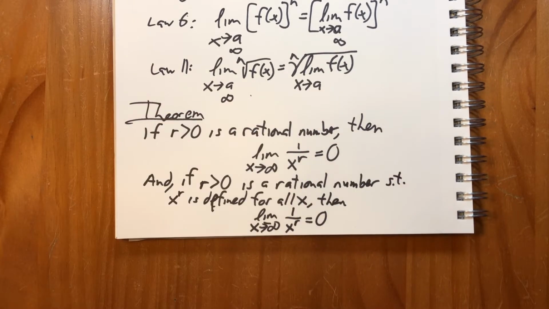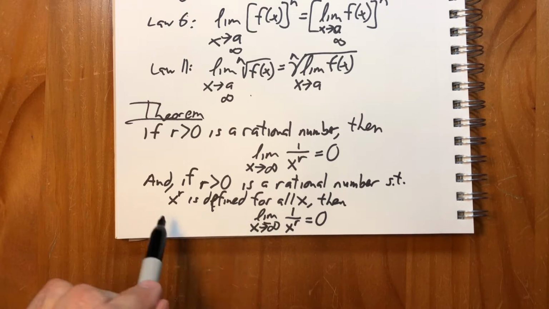So what this theorem says is that the limit of 1 over any power of x as x approaches infinity equals 0. So if we can manipulate our function algebraically into powers of 1 over x, we can use this theorem to dramatically simplify the calculation of the limit.